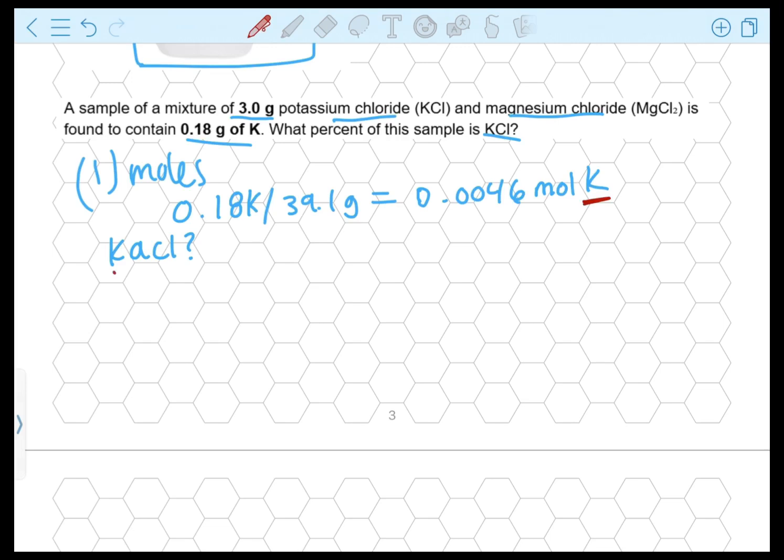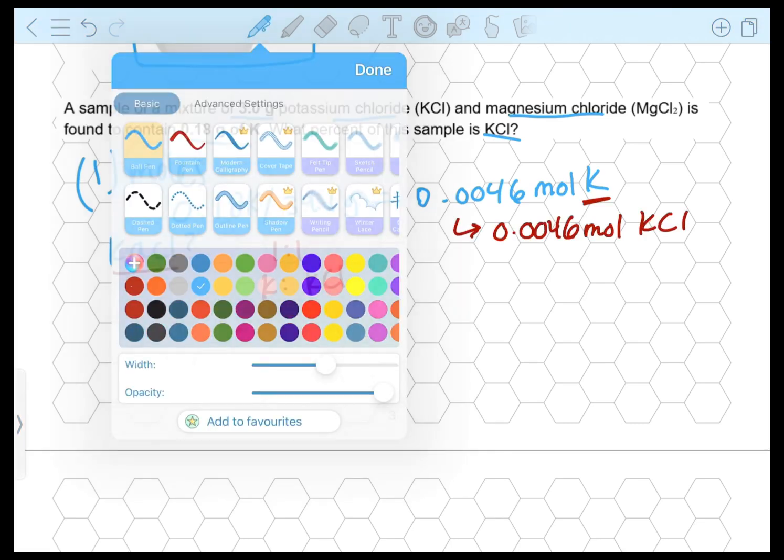As you can tell, we have a 1-to-1 ratio of potassium to potassium chloride. So for every potassium chloride molecule, there's 1 mole of potassium. So that means that we can use the same moles of potassium for the same moles of potassium chloride. So therefore, we have 0.0046 moles of potassium chloride.